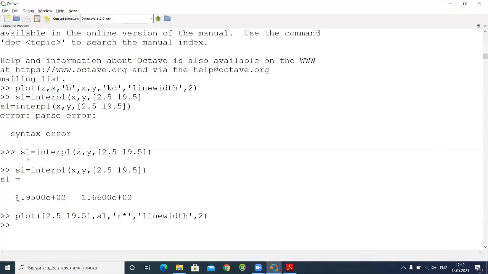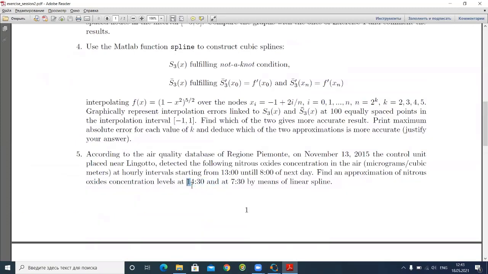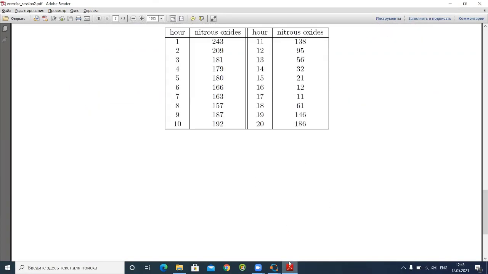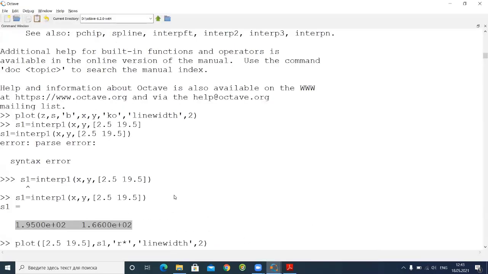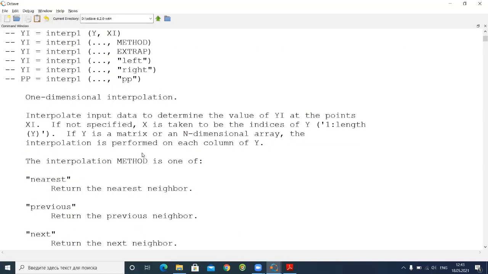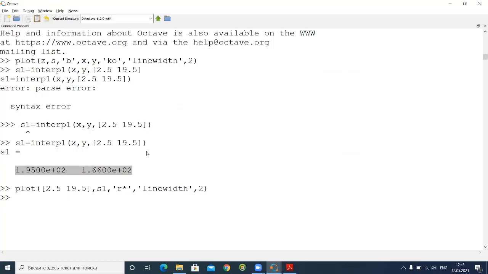Is it clear? This is the values of 2.5 and 90.5 at this period. Is it clear? We can find this data also if you don't have this data, but we can find using this polynomial interpolation with linear splines. Any questions here?